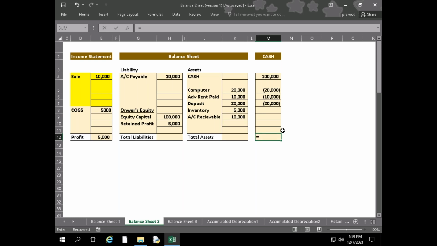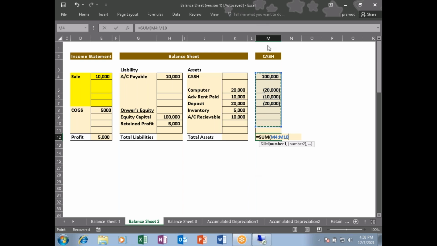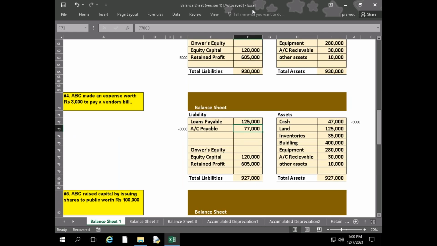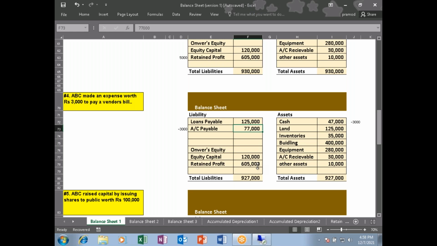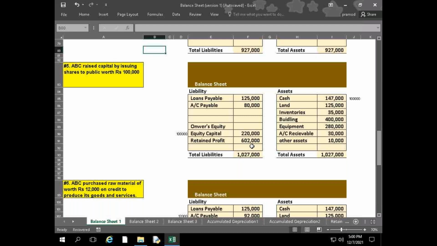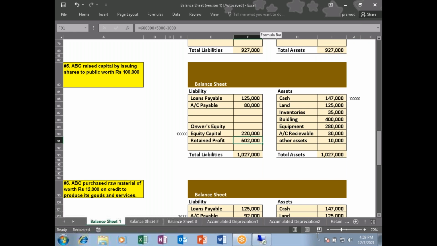Now we need to do the formula, sum of the cash. How about retained earnings? Correct. Retained earnings should be minus only. In the next, it is minus only, no? It is showing you 6,02,000. We have already done it here. If you observe, 6 lakh plus the 5,000 minus 3,000. Yes, correct.